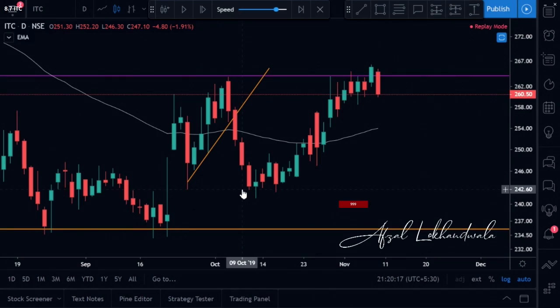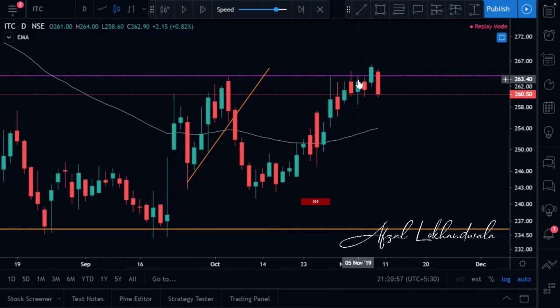So we are on the ITC's daily chart. If you have watched my previous video, we discussed this trade where we went short, the positional trade where we went short on the close of this candle with a stop loss here and a 1:1 target somewhere here. Eventually the trade went into losses. The stop loss got triggered before the target and the price came back to the monthly resistance.